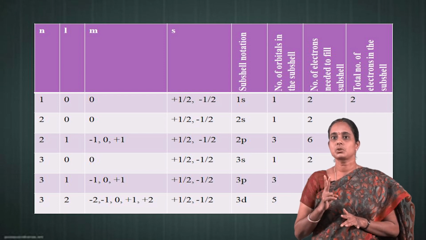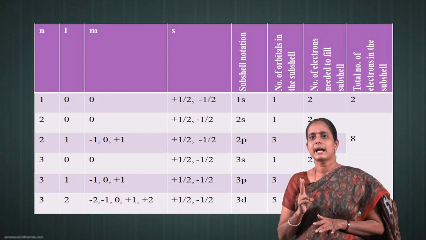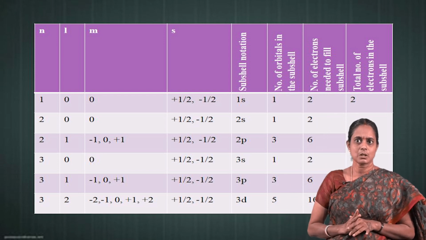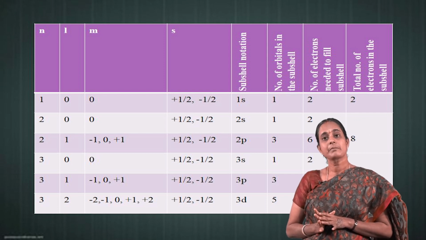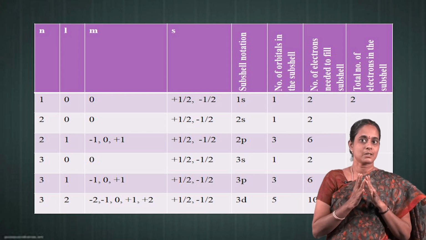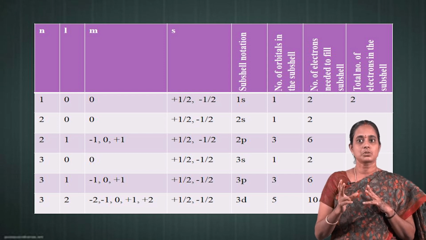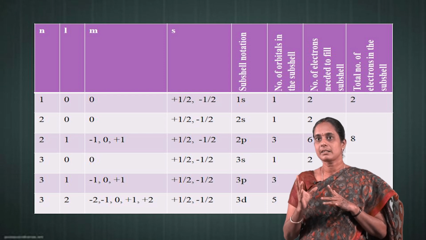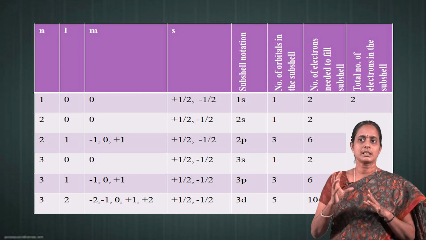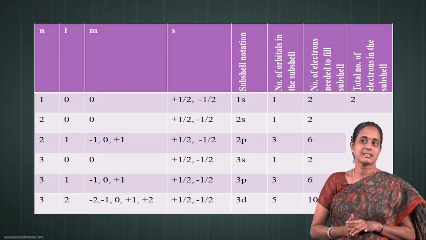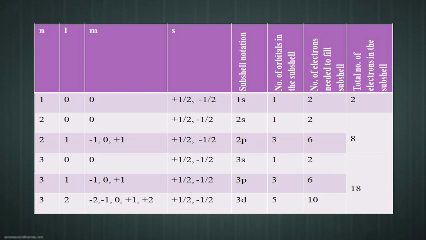In n is equal to 3, l is equal to 1, m is equal to minus 1 to plus 1, s is equal to plus or minus half, 6 electrons are accommodated. And the third one, n is equal to 3, l is equal to 2, m is equal to minus 2 to plus 2 and the electron spin quantum number is plus or minus half. So, the total number of electrons in the subshell is 10. So, in the third shell, 18 electrons are accommodated.